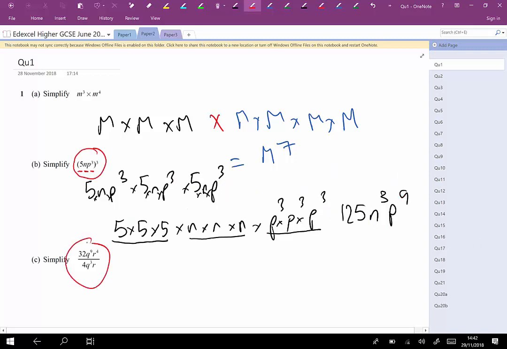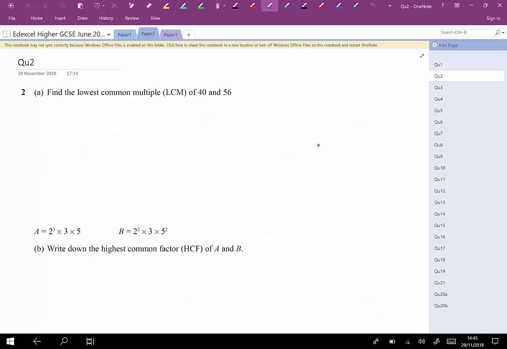For the simplify one down here, we're going to do a kind of similar thing. So we're going to deal with the numbers, then we're going to deal with the Q's, then we're going to deal with the R's. Okay? So numbers-wise, 32 divided by 4. Well, that's just 8. Okay? Q to the 9 divided by Q to the 3. So instead of adding those indices this time, we're going to take them away. Okay? So that's going to be Q to the 6. And similarly, you can't quite see it, R to the 4 divided by R to the 1, that's going to give you R cubed.